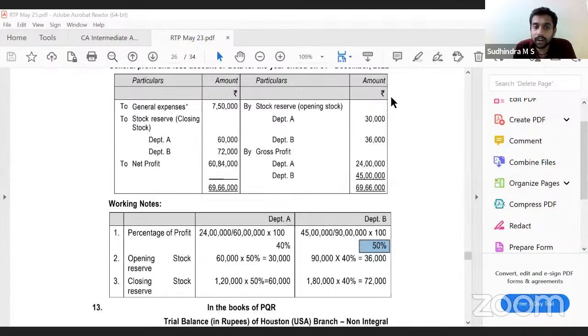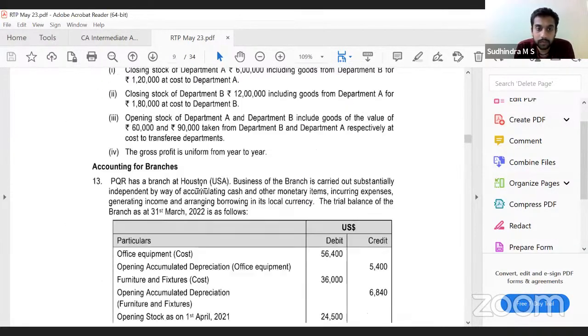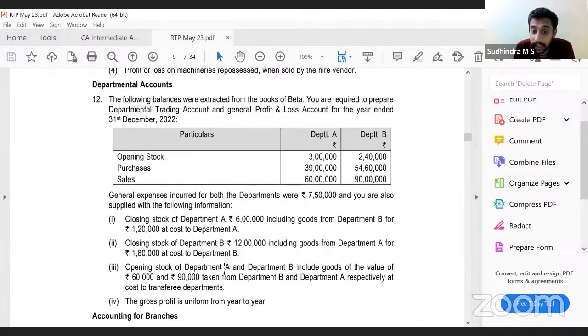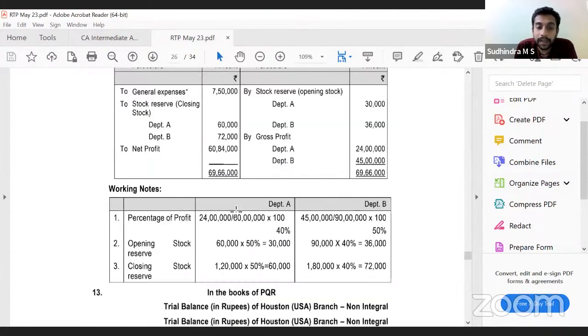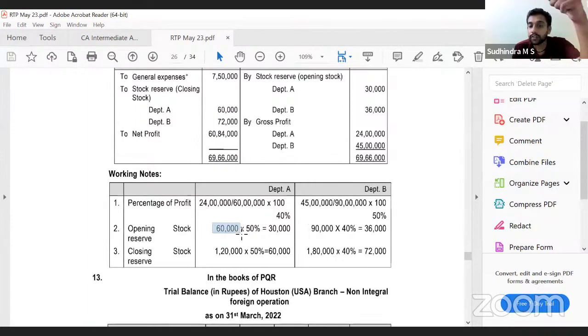Department A has 60,000, or department B had 60,000? A has 60,000, B has 20,000. Department A includes goods of value 60,000, correct? Department B includes goods of value 90,000. Yes. So if you look into department A's opening stock, 60,000 of department B.